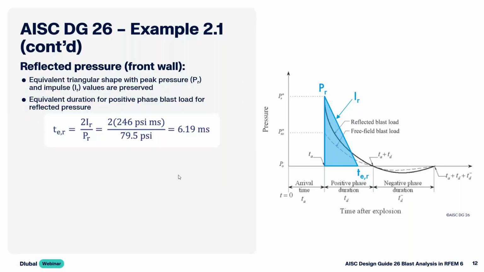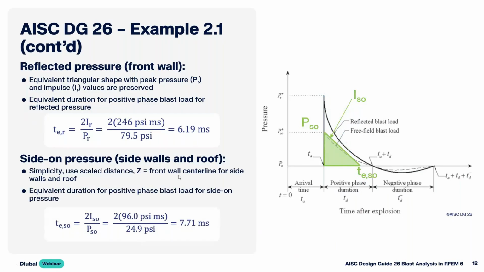So we'll now move on to the side-on pressure. So this is going to be the time diagram for the sidewalls and the roof. Now, for simplicity and also a little bit more of a conservative approach, I am going to use the same scale distance Z at the front wall center line as what I'm using for the sidewalls and roof. Now, technically, the pressures might decrease as we move along the length of these sidewalls and roof, but again, a little bit more conservative approach here.